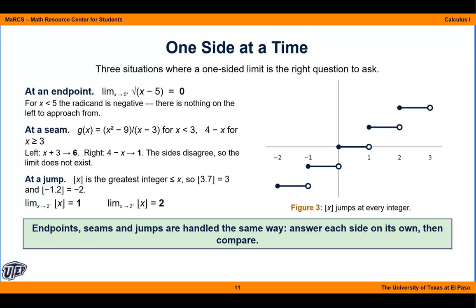The third situation occurs at a jump. As the input approaches 2 from the left, the limit is 1. From the right, the limit is 2. Again, the two sides answer different questions. Endpoints, seams, and jumps are handled in the same way. Answer each side separately, then compare the results.